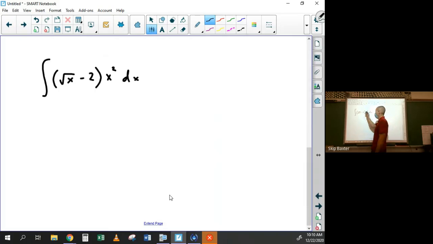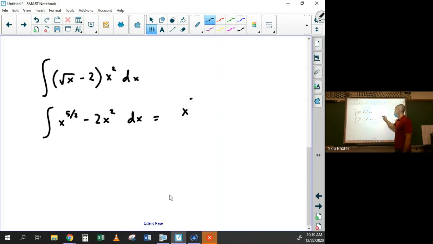Distribute, make it like a polynomial. This ends up being x to the 1 plus 1/2, which would be 5 halves, minus 2x squared. So the answer would be x to the 7 halves times 2 sevenths minus 2x cubed over 3. Let's see. That's it. So this is another one that should just take you a second, and save that time for another problem.